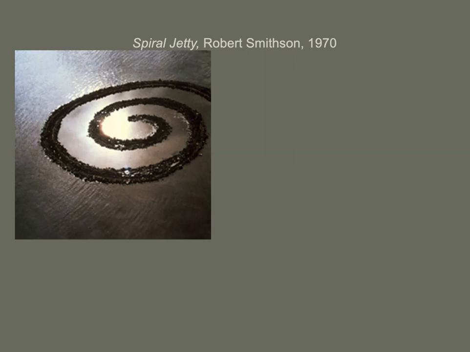So a much newer work of art, this is Spiral Jetty from Smithson from 1970. This is what we call an earthwork, in which the artist has taken the landscape, the earth, and actually has created an artwork out of it. This particular piece is in the Great Salt Lake. He was fascinated by the Salt Lake, and he really wanted a part in shaping the landscape.